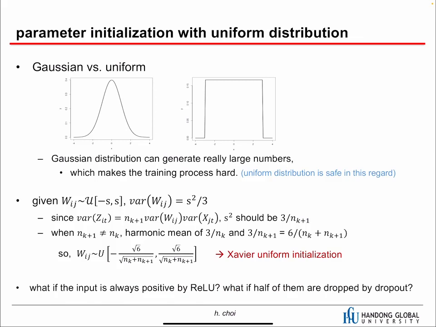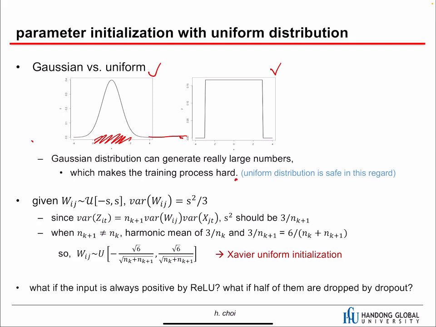But there's one tiny little problem with the Gaussian distribution. Look at this one. This one is a Gaussian distribution, and this one is a uniform distribution. When we initialize the parameters from this Gaussian distribution, probably all the parameters are around here. That's okay. But there is some possibility to have a really large value. Even though the probability is small, still there is a probability, and we can have a really small number with a small probability, but it's possible. If we have this kind of value to initialize the parameters, then that makes the training process hard.